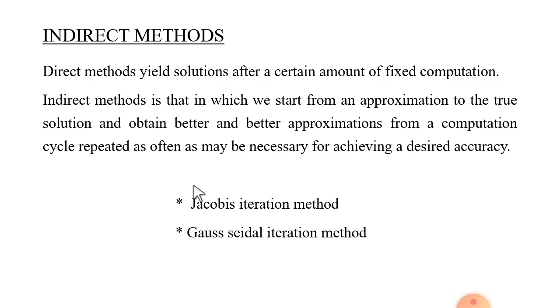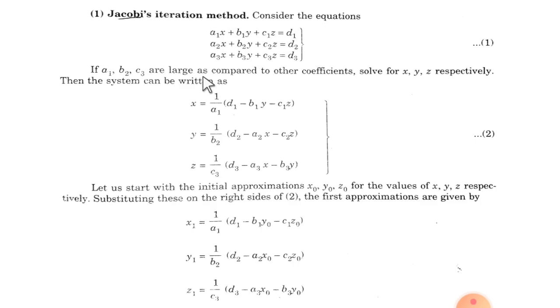There are mainly two indirect methods which we have to learn here, that is Jacobi's iteration method and Gauss-Seidel iteration method. So this is Jacobi's iteration method procedure. We have to consider the equations a1x plus b1y plus c1z equal to d1, then a2x plus b2y plus c2z equal to d2, and a3x plus b3y plus c3z equal to d3.